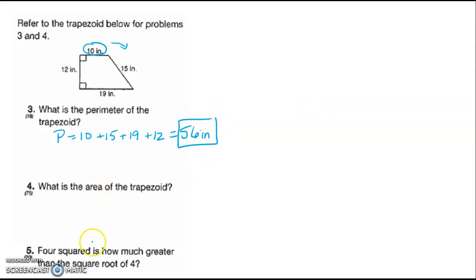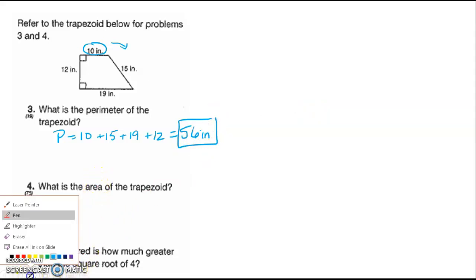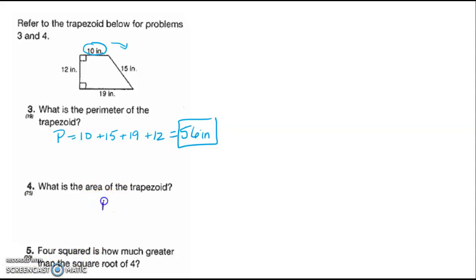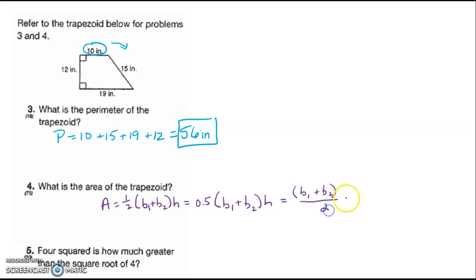And then this asks for the area, so let me change colors. The area of a trapezoid is 1/2 base 1 plus base 2 times your height. You could also write it as 0.5, that's 1/2 as a decimal, times your height. You could also write it as base 1 plus base 2 over 2 times your height. All three are the same thing.